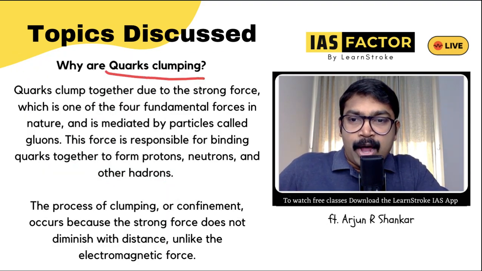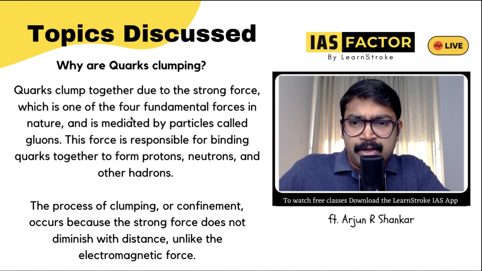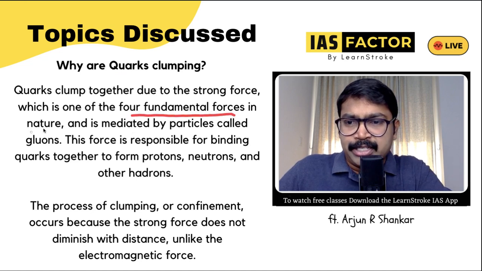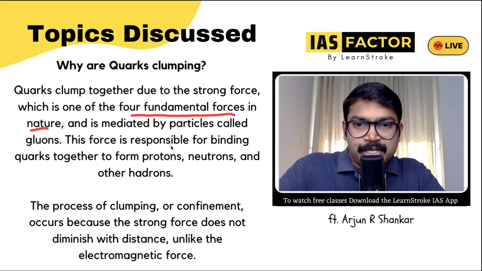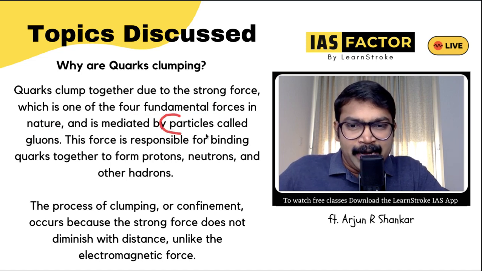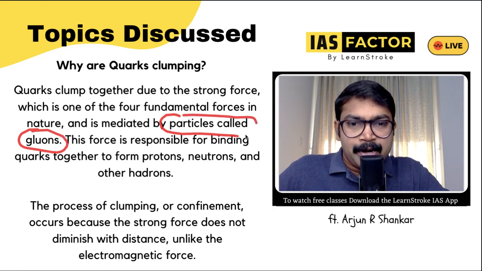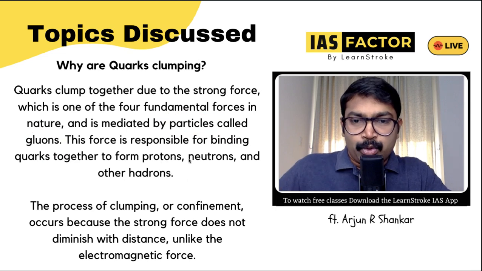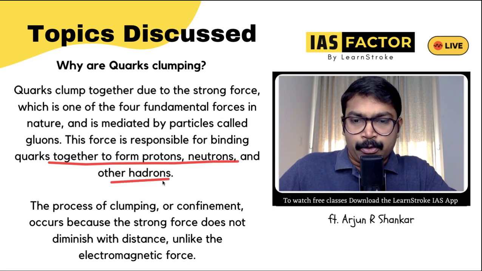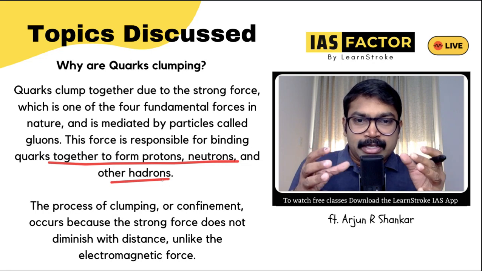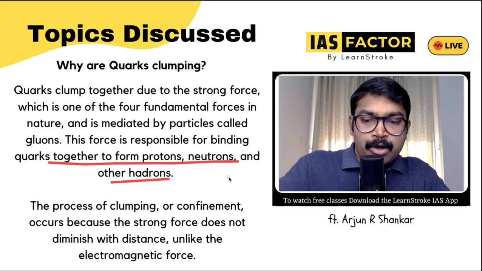Now let's see what quark clumping is. The quarks clump together due to the strong force, which is one of the 4 fundamental forces in nature. How does this come together? It is mediated by a particle called gluons. Very, very important. This force is responsible for binding quarks together to form protons, neutrons, and other hadrons. So definitely quarks clump together with a strong force which is supported by a particle called the gluon.